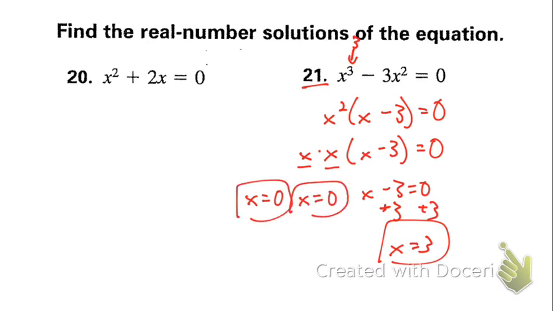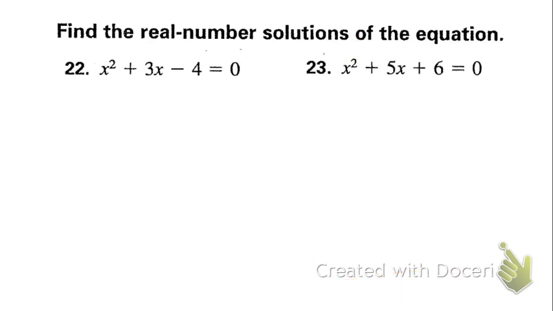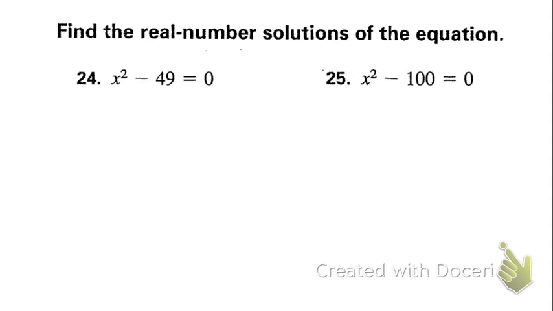Now it's the same one. So we could say x equals 0 with a multiplicity of 2. So there are my solutions. These, we should be able to factor those pretty easily. I'm going to do one of these just to remind you exactly why we get plus or minus.